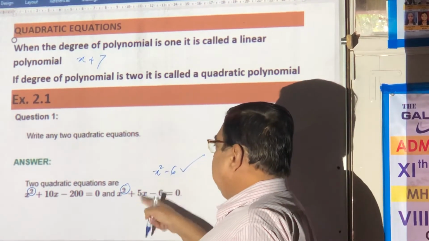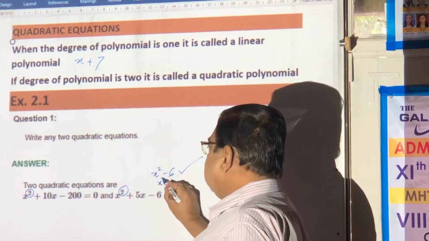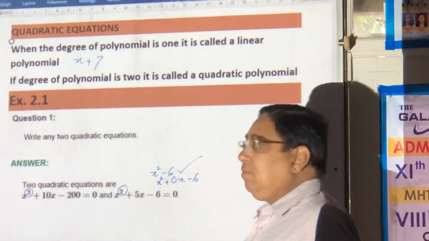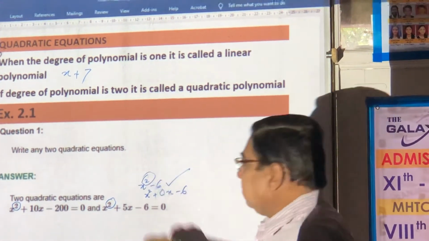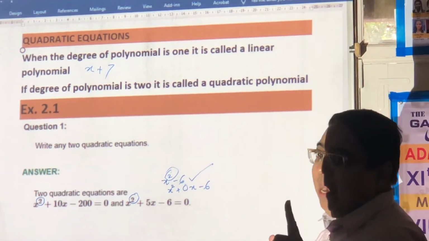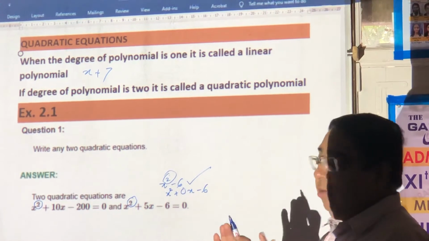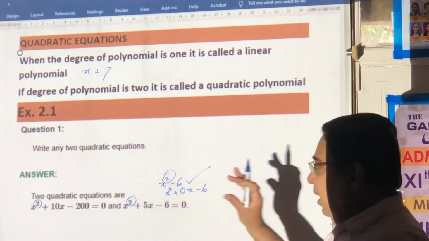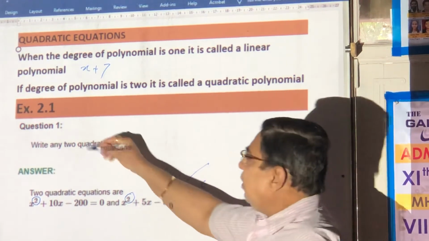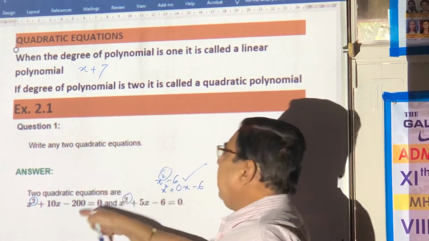Okay? 1, 2, 3 terms, because I can always write 0x and 6. Highest power, highest. Don't look at anything else. After the equation is simplified, get it in a linear form and then check whether the highest power is 2. So, the first question we have in exercise 2.1 is to write any 2.